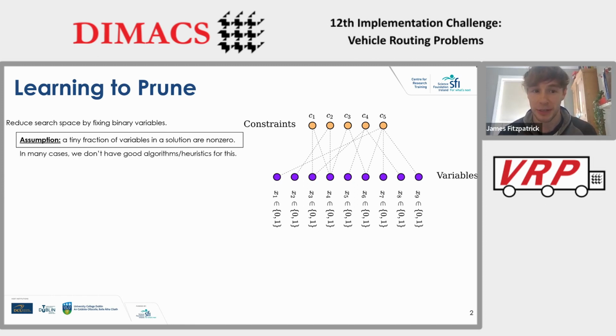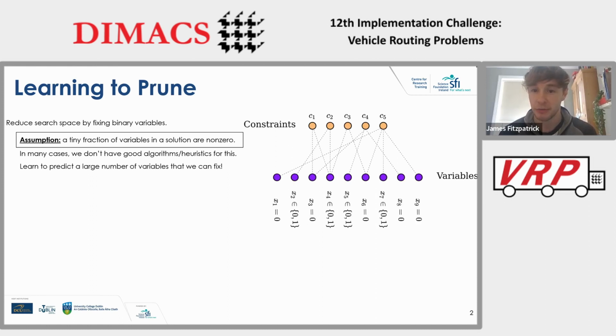So in many cases, we just don't have good pruning techniques for dealing with these kinds of problems, especially for newer problems or ones that aren't researched that well. We don't have these algorithms or heuristics, so our approach is to try and train a classifier to do this work for us. So we hopefully can predict a large number of these variables that can be fixed.